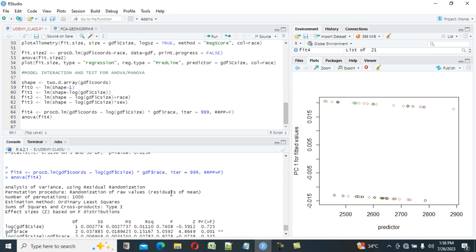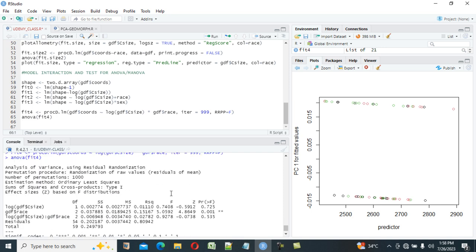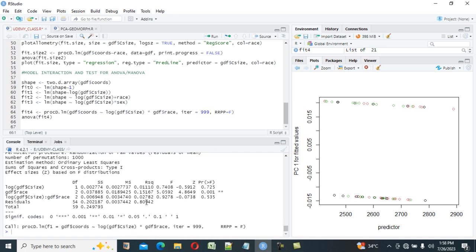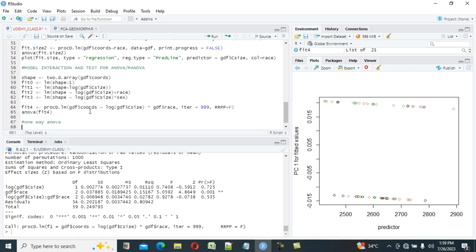Right. So we are looking at the distribution of the landmark data in the mean form. All right. So let's test for sexual dimorphism and race differences now. Let's perform one-way ANOVA. One-way ANOVA now. Let's test for sexual dimorphism.